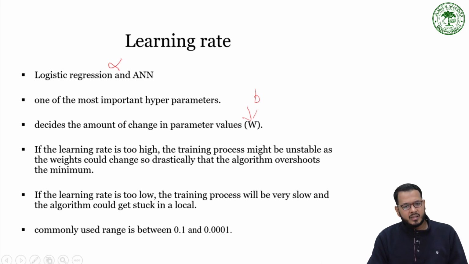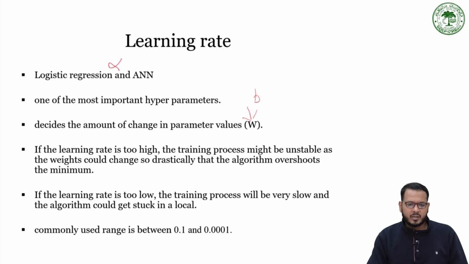So if we take learning rate as too high, then the training process might be unstable and the weights or coefficients could change so drastically that the algorithm overshoots the global minimum. On the other hand, if the learning rate taken is too low, very small, then the training process could be really slow and the algorithm might get stuck in a local minimum. So coming up with the right values of learning rates is very essential for algorithms.